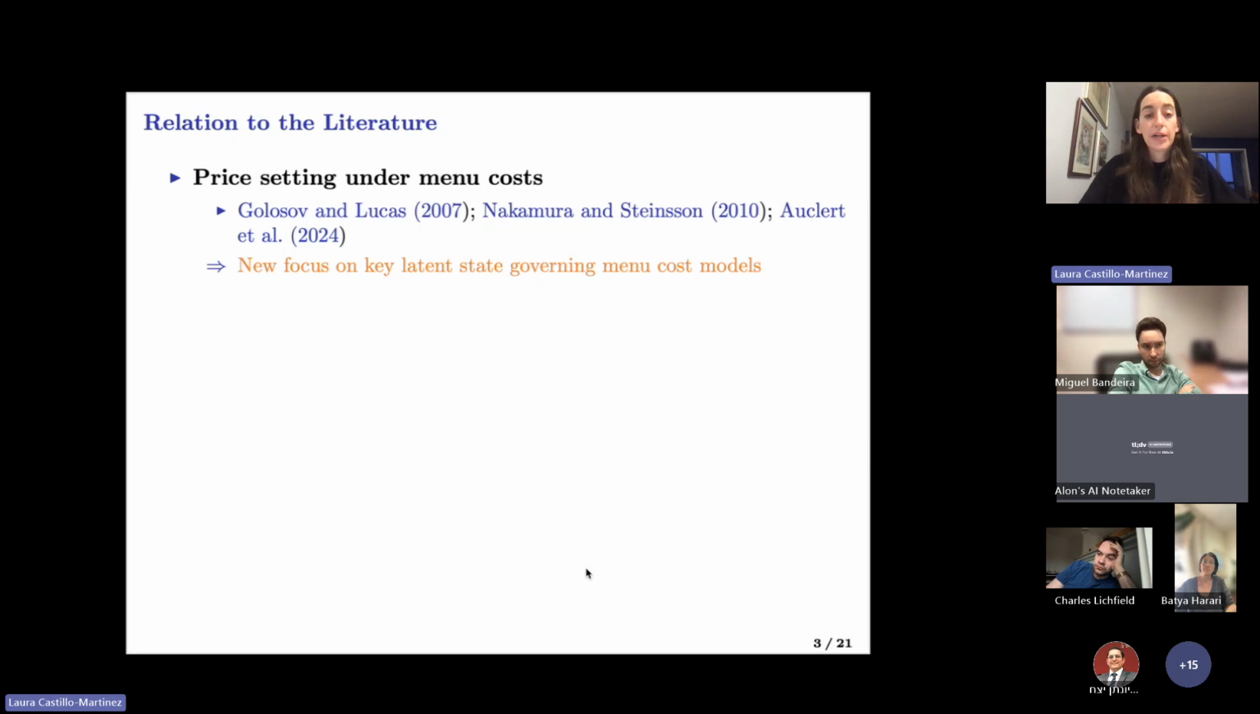What's the contribution here is, as I was mentioning in the motivation, we're going to make this key latent state the object of interest. And this is something that has been mostly ignored in this literature. The whole point of a lot of these papers has been how to solve for the model without having to estimate it empirically. And we're going to take this different approach where we're going to try to estimate it empirically.